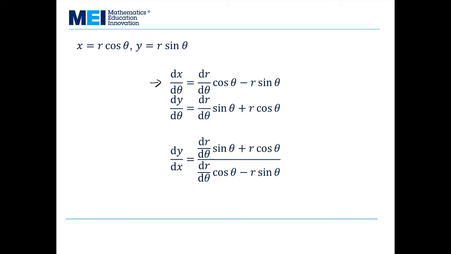So first of all, I work out dx by d theta, and using my product rule, I get dr by d theta multiplied by cos theta, and then r multiplied by minus sine theta, giving me this expression here. And then for the second one, dy by d theta, I get dr by d theta times sine theta plus r times cos theta. And then to work out dy by dx, I just have to do this one divided by this one. So dr by d theta sine theta plus r cos theta, all over dr by d theta cos theta minus r sine theta. Let's have a look at an example.